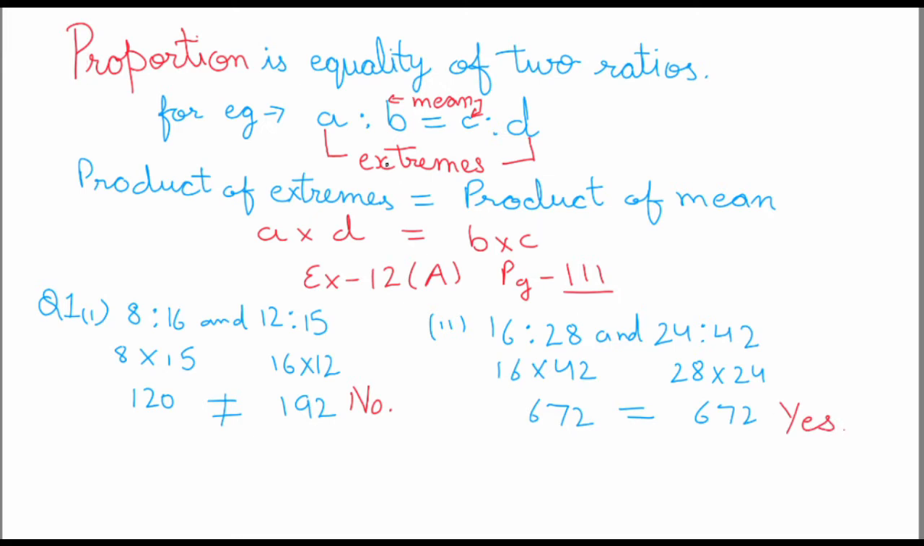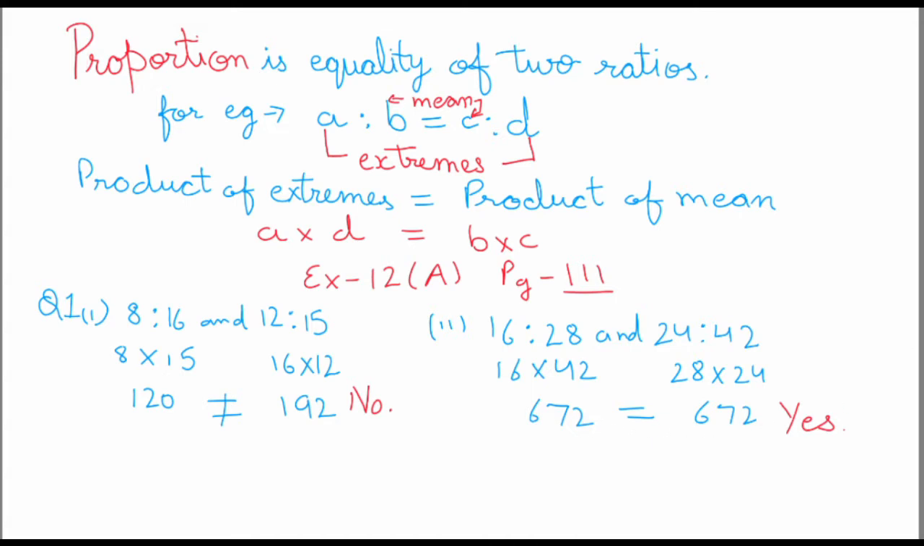I hope you are understanding how to find out the proportion. If the rule is clear, according to the rule, if the product of extremes and the product of means are equal, it is said to be in the proportion.